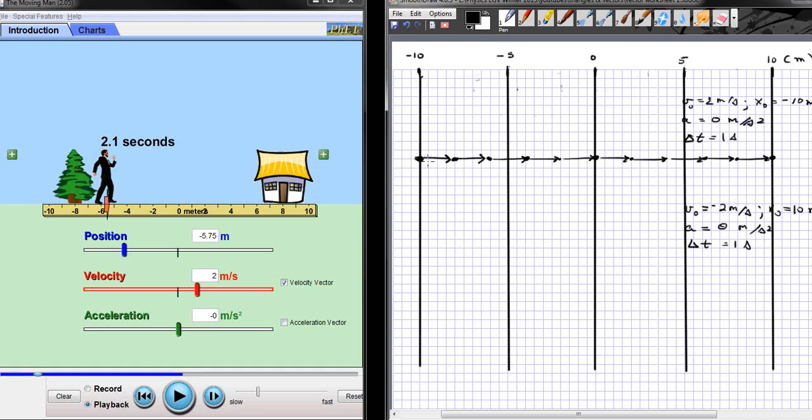So how many displacement vectors have I drawn? Well, if you count them all, you'll see that there are 10 separate delta t's of 1 second. So it's taken him 10 seconds to go from the left side to the right side.